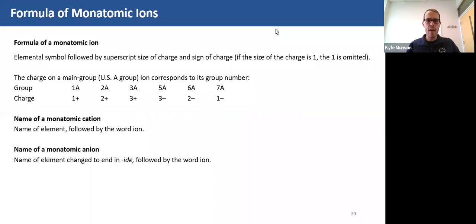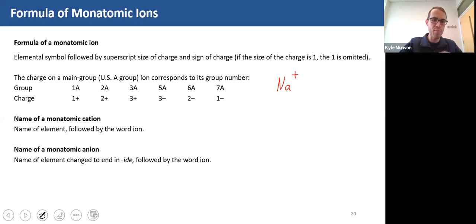So how do we write the formulas of a monatomic ion? It's the element symbol followed by a superscript, the size of the charge and the sign of the charge. If the size of the charge is 1, the 1 is omitted. We're going to do an example of that in a second. This is the charge of main group elements corresponding to their group number. So let's use an example here. If we had a sodium ion, this is going to be just a plus, because the 1 is omitted because its charge is just +1.